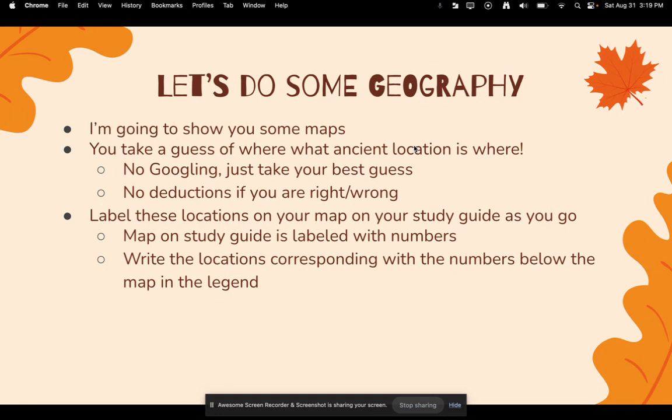So first of all, let's do some geography. Geography is pretty important to history, so you know where everything is located. On the next few slides, I'm going to show you some maps. You're going to take a guess on what ancient location is where. No Googling, just take your best guess. I'm not having any deductions if you're right or wrong. And then you're also going to label these locations on your map on your study guide as you go. Your map is labeled with numbers, and make sure that you write the locations corresponding with the numbers below the map in the legend.